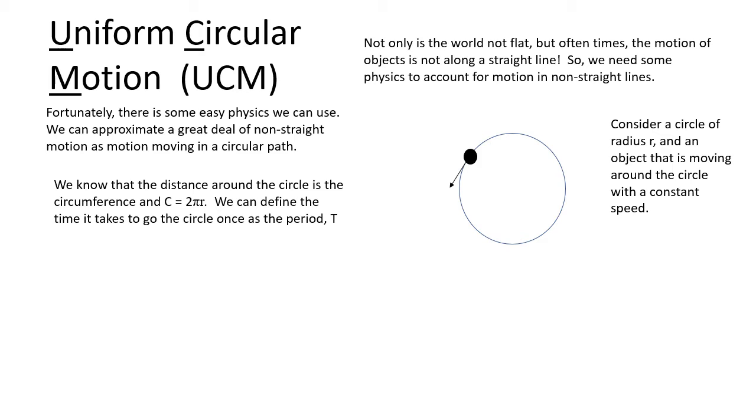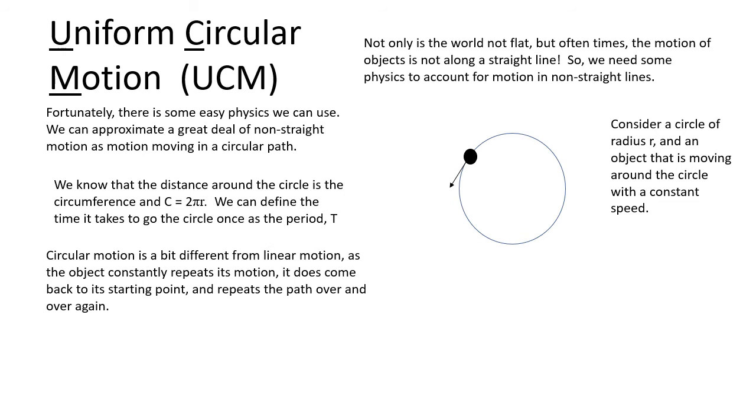And then we have to come up with another definition. Since the object is going to be making the same path over and over again, we want to find out how long it takes to make one rotation around the circle. We call the time it takes to go around the circle once the period T. We abbreviate it by a capital T to distinguish that from normal time, which is usually a lowercase t.